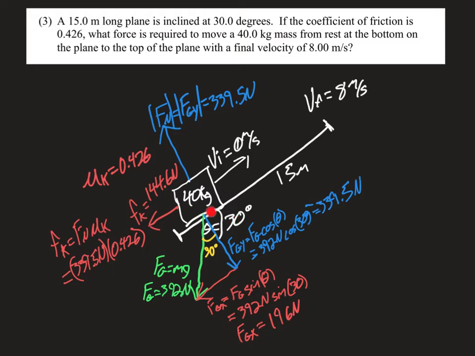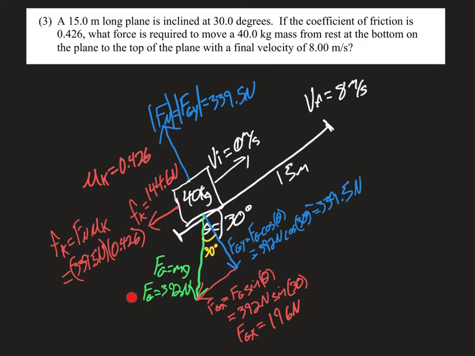So first thing I did was I drew that out. 30-degree plane, 15-meter plank, 40 kilogram mass. I even put in VI is 0 and VF is 8 meters per second. I then worked out everything else that I possibly could, starting with, well, I know gravity. The force of gravity is just mass times the acceleration due to gravity. So that's 40 times 9.8.